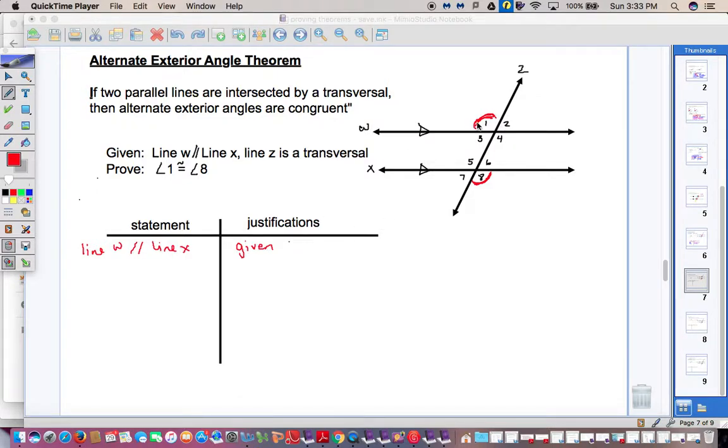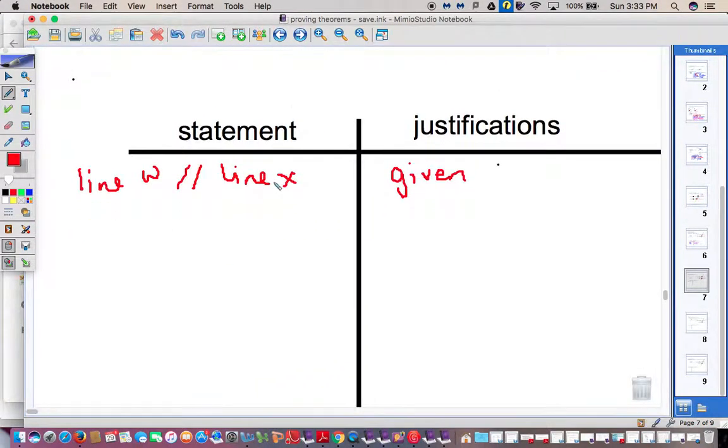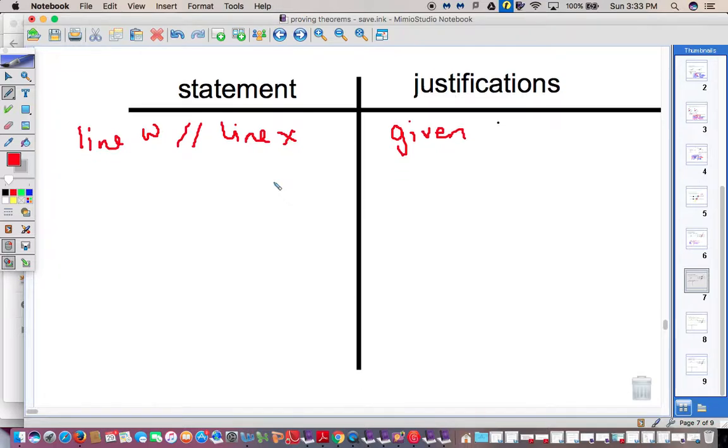So we can look at this and say that angle 1 is in a corresponding location with angle 5. Okay, so if we do that, we know that if two angles are corresponding angles, then the angles are congruent. So we can say that angle 1 is congruent to angle 5 based on the corresponding angles postulate.